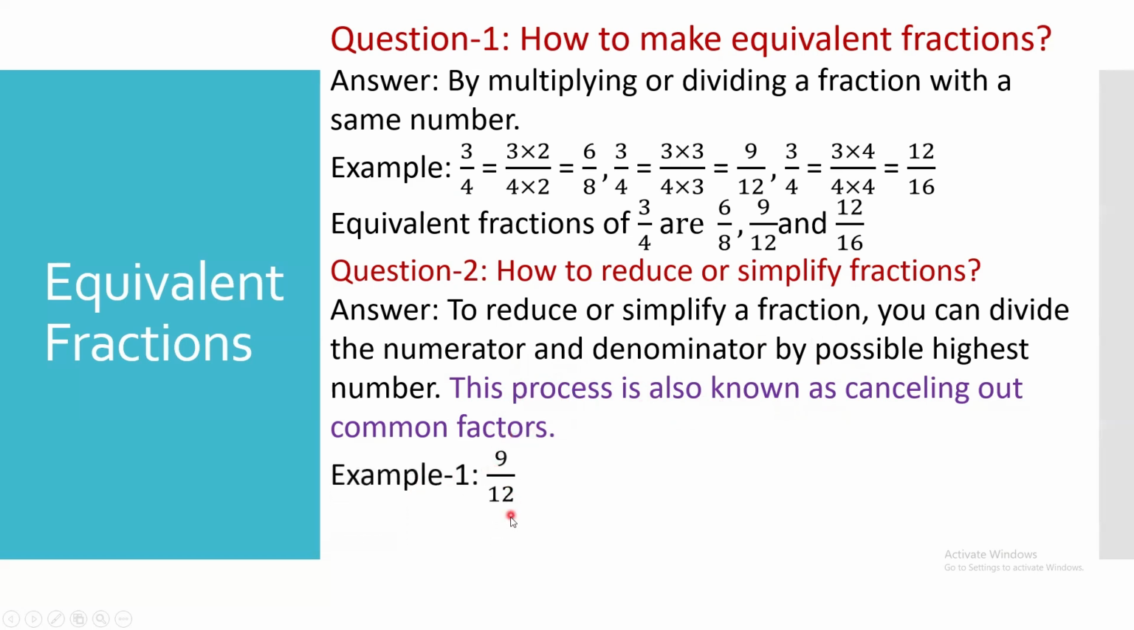Like here, one example, 9 by 12. You have to reduce or simplify this fraction, 9 by 12. You have to guess which number can divide 9 and 12. The number which can divide 9 and 12 is 3. Very good. So 3 can divide this 9, it is 3 times. 3 can divide this 12, 4 times. So the answer will be 3 by 4.